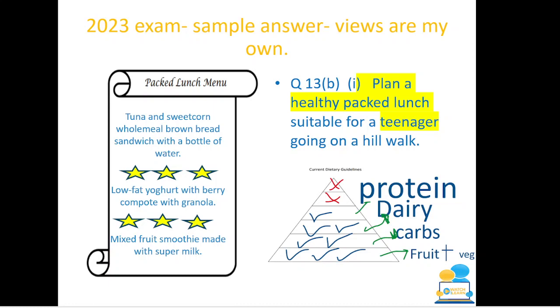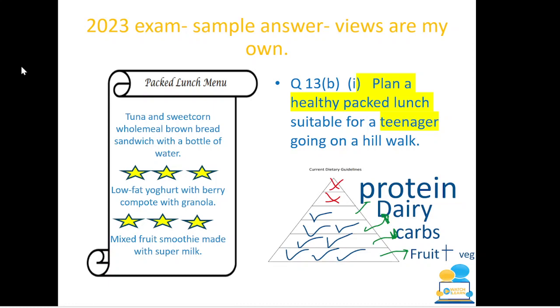So this is the 2023 exam, and this is a sample answer, okay, so it's all just my own views. So question 13b, part I: plan a healthy packed lunch suitable for a teenager going on a hill walk. What am I highlighting? Plan, okay. I know that I'm going to have to do out a menu, okay. It has to be healthy and it's a lunch, okay. So last year, 2022, was breakfast. This one is a lunch, okay. So it's going to be slightly different foods, and I know that it is suitable for a teenager.